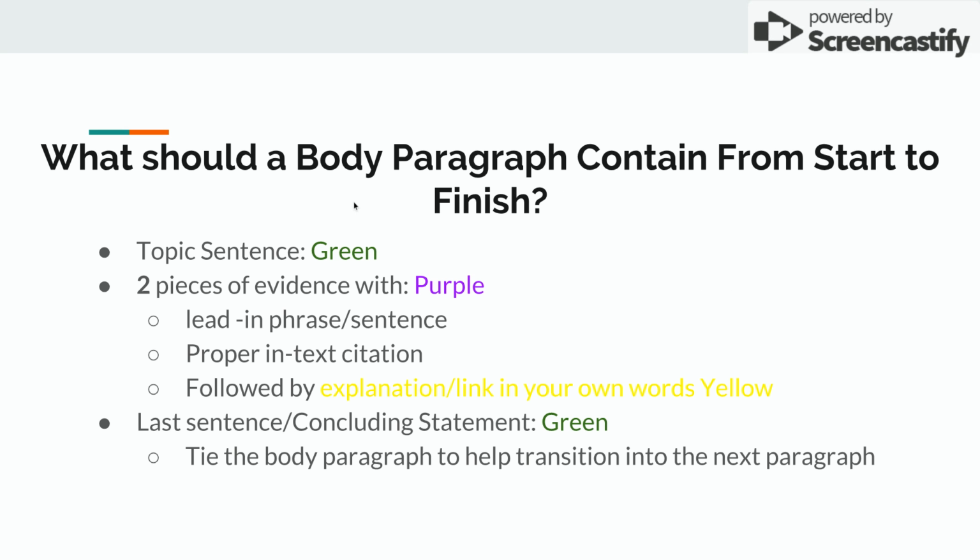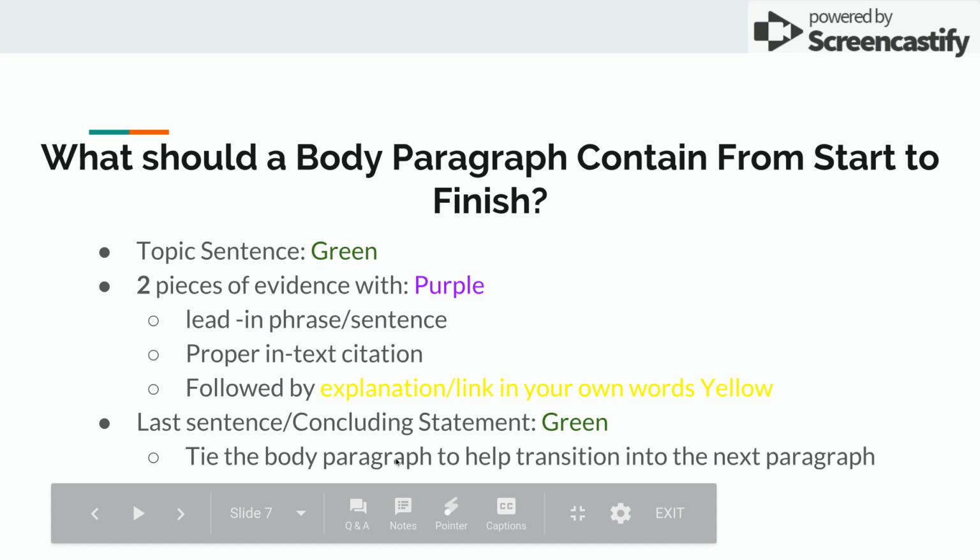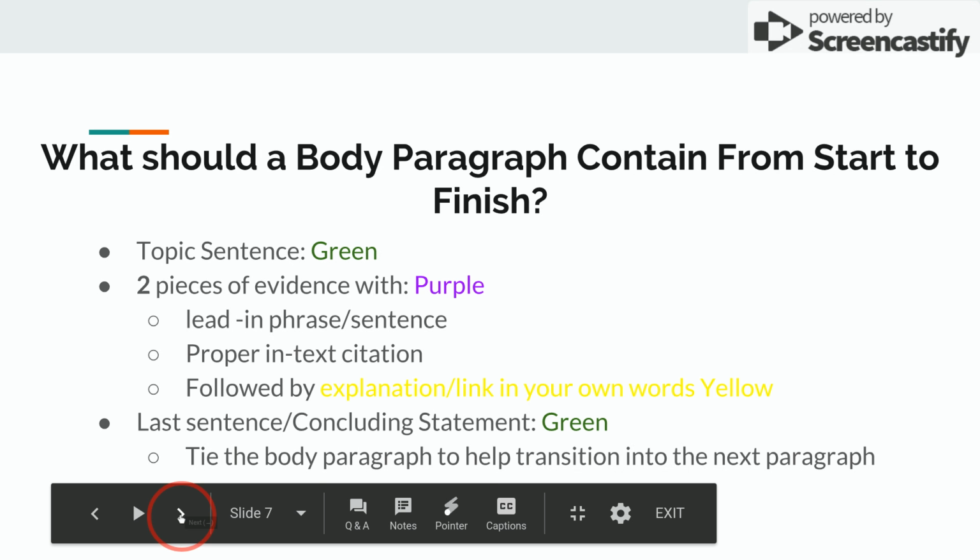What should a body paragraph contain from start to finish? A topic sentence in green. 2 pieces of evidence in purple with lead-in phrases and proper in-text citation, which we will show you. Follow each piece of evidence with an explanation or a link in your own words that should be yellow. And the last sentence should be a concluding statement in green. It should tie the body paragraph up and help transition to the next paragraph.